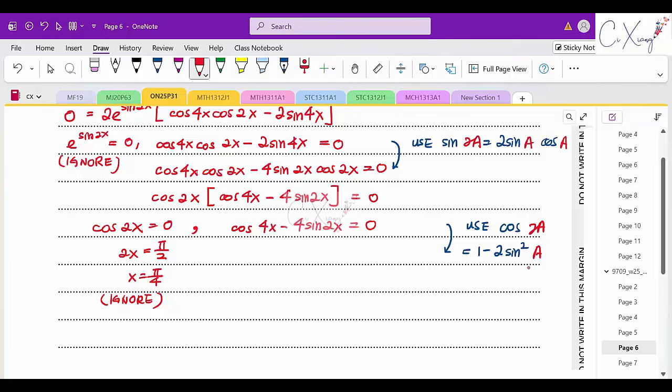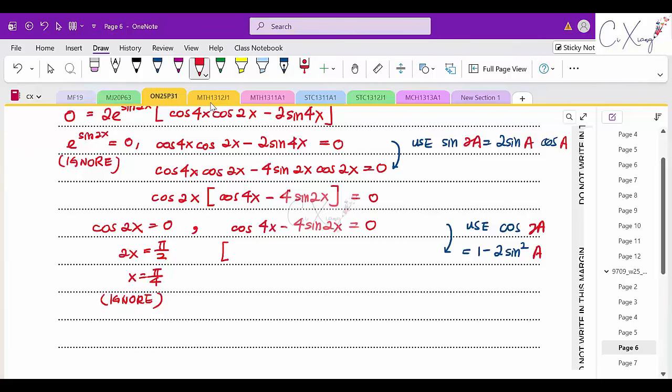And if you forget all this, you can always refer back to the MF19. Me personally, I prefer students to memorize it because it will save a lot of your time. When you have all this in your mind, then you know which one needs to be applied in a faster way. Now I'm having cos 4x, so I have to change the 2a to become 4x, then the a will become 2x.